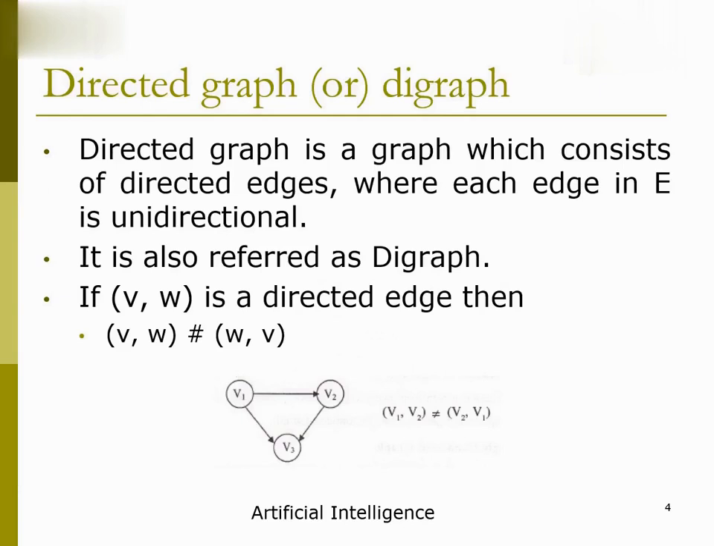A directed graph is a graph which consists of directed edges. It is also referred to as a digraph. In a directed graph, (V1, V2) is not equal to (V2, V1) because there are directions specified. So in this case, (V1, V2) is not equal to (V2, V1).